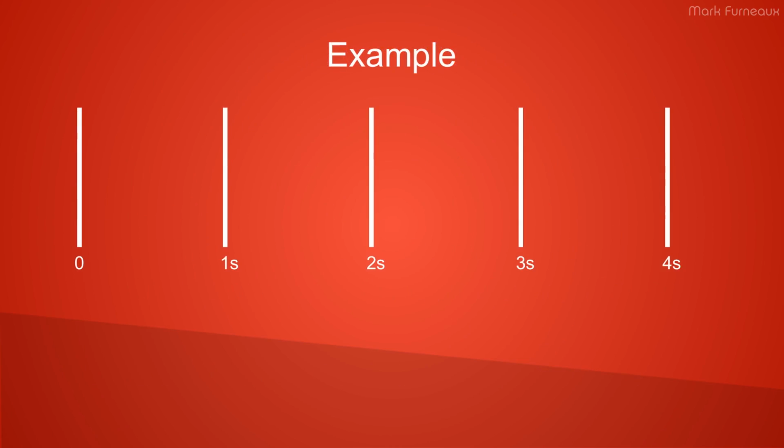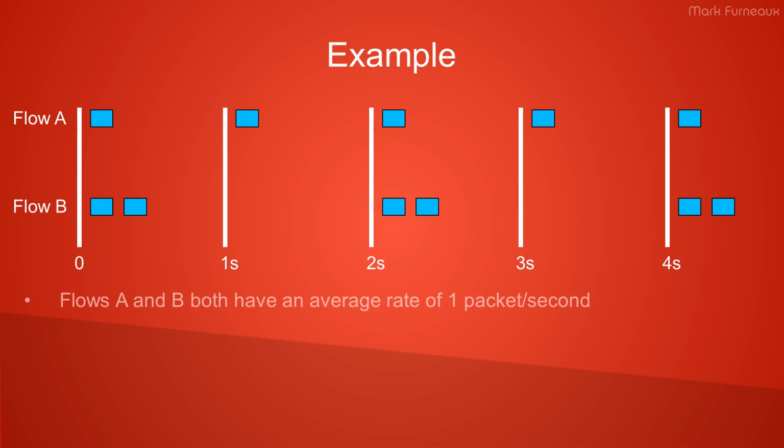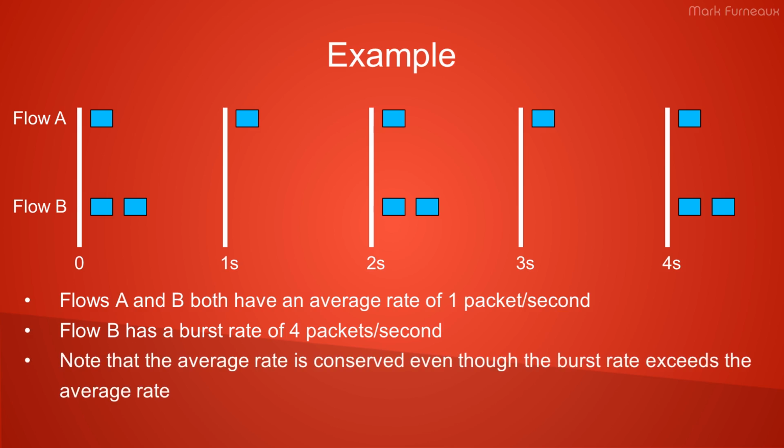So imagine that we have two different traffic flows. Traffic flow A, where we have 1 packet per second, and then flow B, where we have packets grouped like this. You'll notice that both of these flows have an average packet rate of 1 per second, but flow B has a burst rate of 4 packets per second.